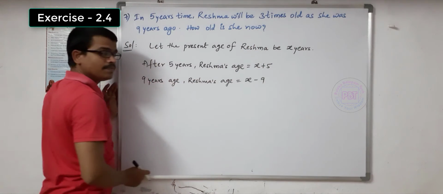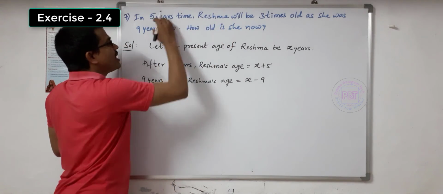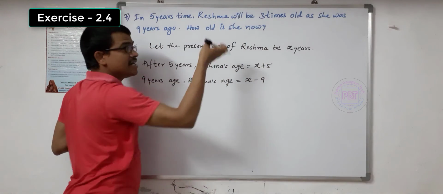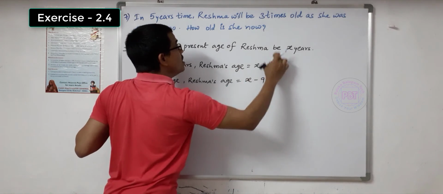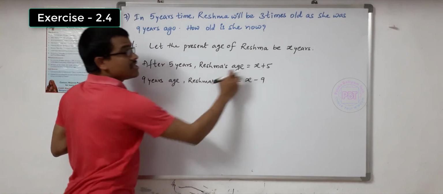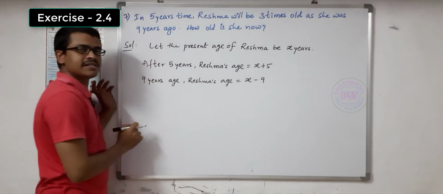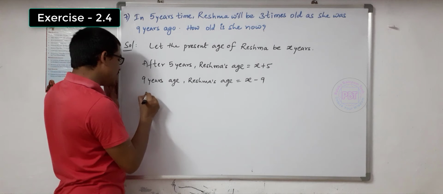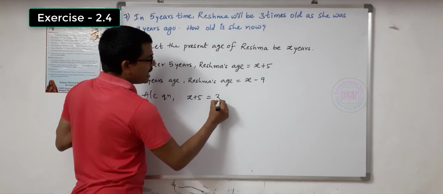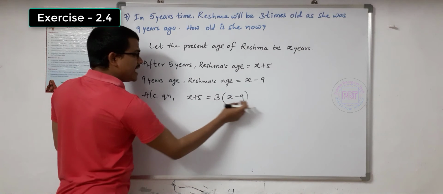For this, 3 times, isn't it? Now read the question. In 5 years time, what is Reshma's age? x plus 5. So x plus 5 is described in the question. How is x plus 5? 3 times as old as she was 9 years ago. 3 times of this age, isn't it? So x plus 5 is equal to 3 times of x minus 9 according to the question. Now multiply 3 inside the bracket here.